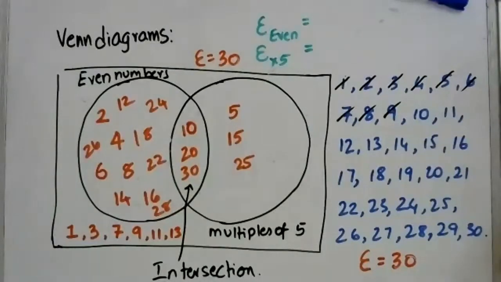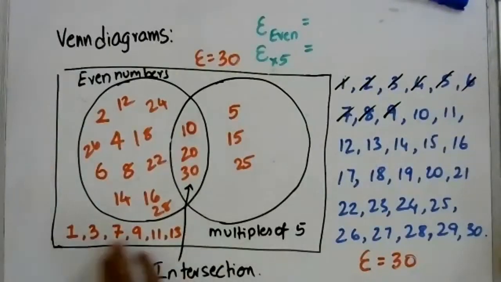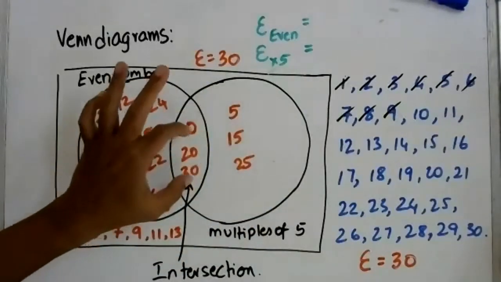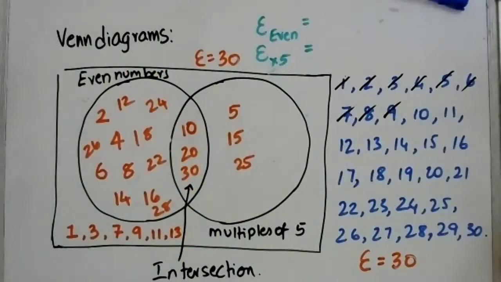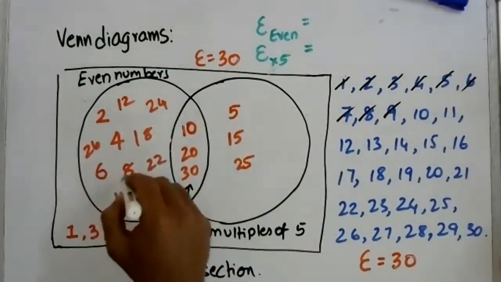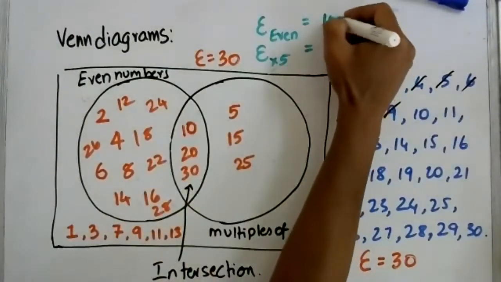So when the task is completed, your Venn diagram will look something like this. Of course, I did not put the numbers that don't fit into this category. I have left them over there, but I expect you to do that. I only filled up the category where even numbers and multiples of 5 are, and the intersection part of it. So the number of elements in the even set will be 1, 2, 3, 4, 5, 6, 7, 8, 9, 10, 11, 12, 13, 14, 15. So you write 15.